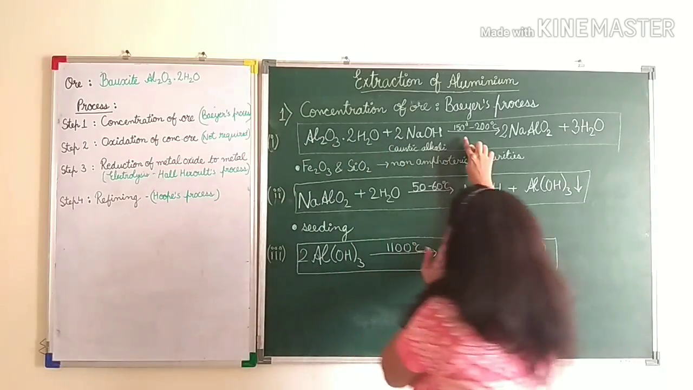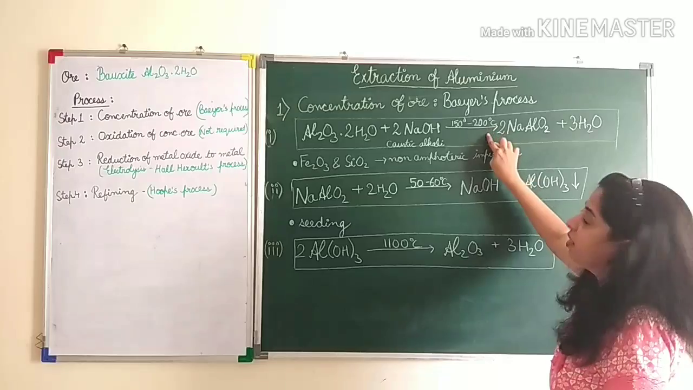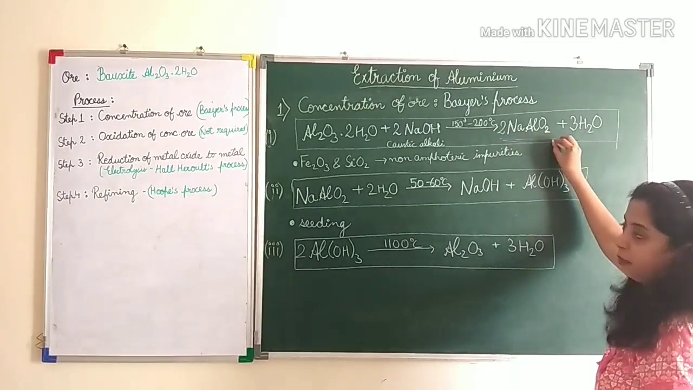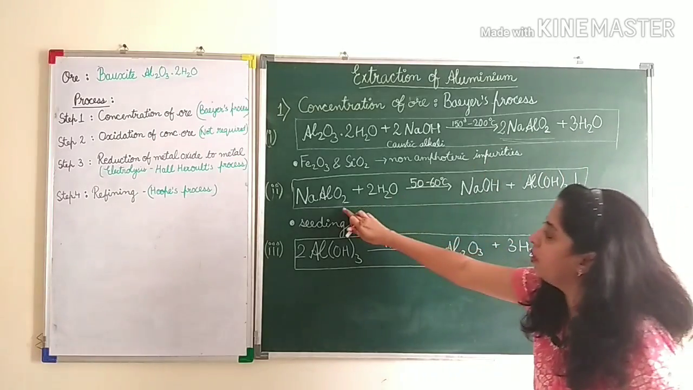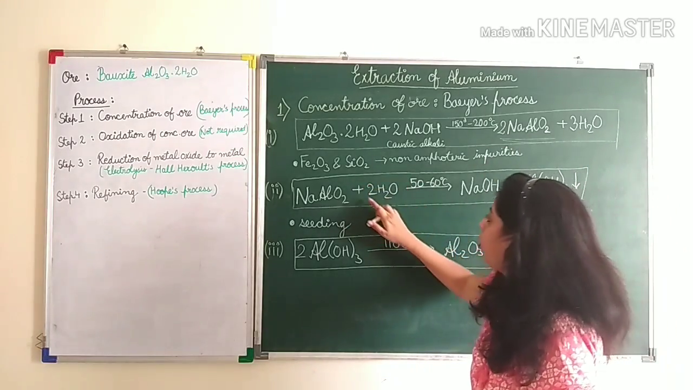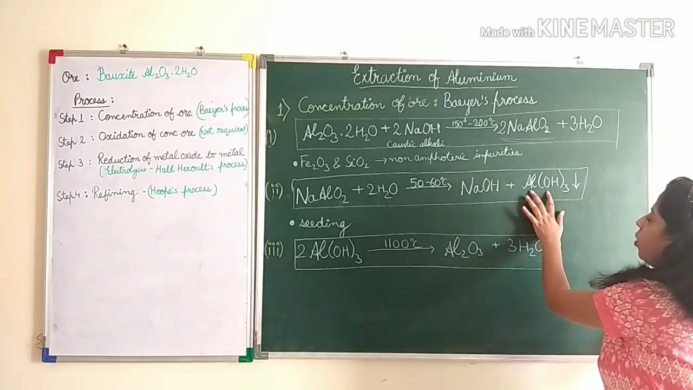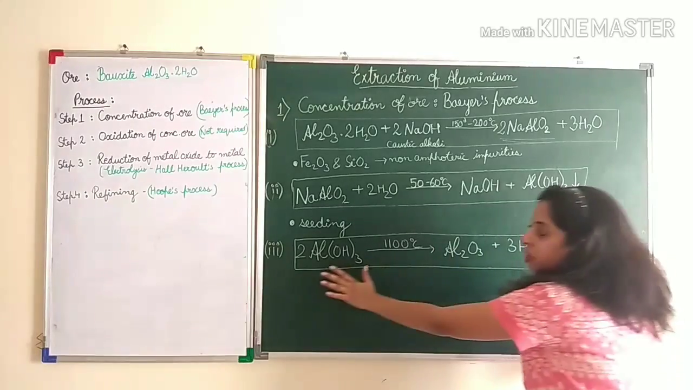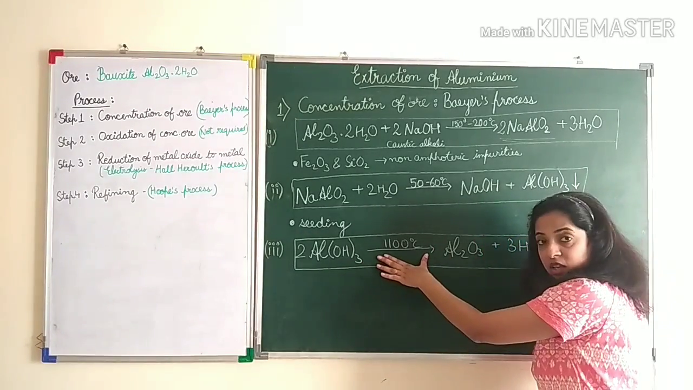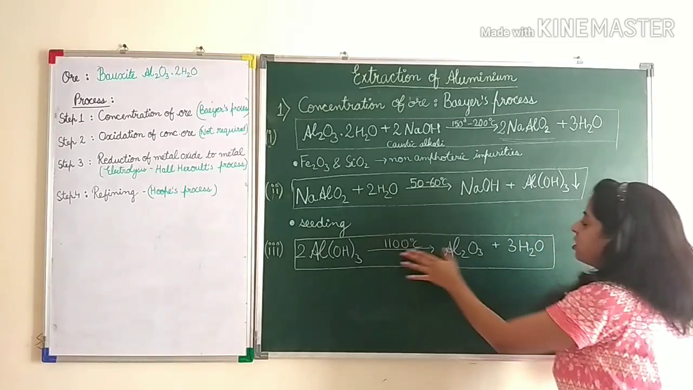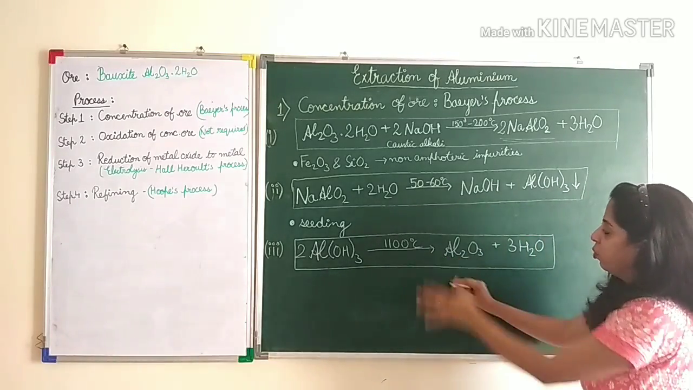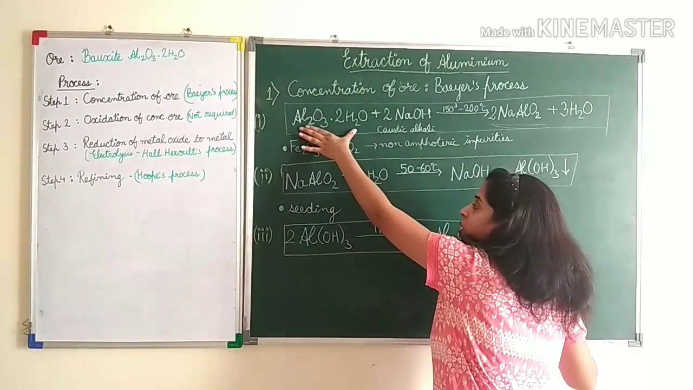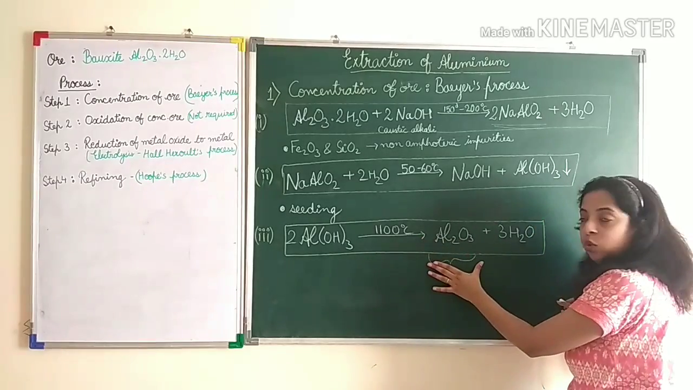It is heated at 150 to 200 degrees Celsius at a pressure for about 2 hours to form sodium aluminate. Now this sodium aluminate is then diluted with water, and then Al(OH)3, that is aluminium hydroxide, is crystallized and separated out. Then this aluminium hydroxide is heated at 1100 degrees Celsius and we form our alumina, Al2O3. This is called alumina. Here the ore is concentrated. We had started from Al2O3.2H2O with the impurities and we got Al2O3.